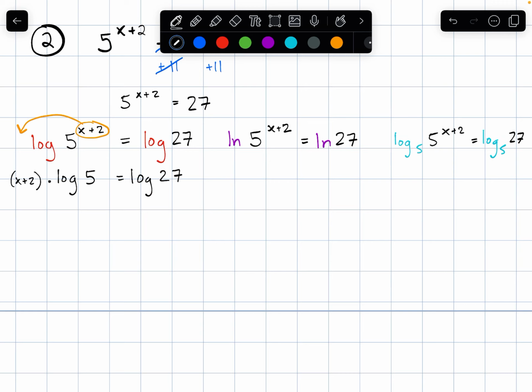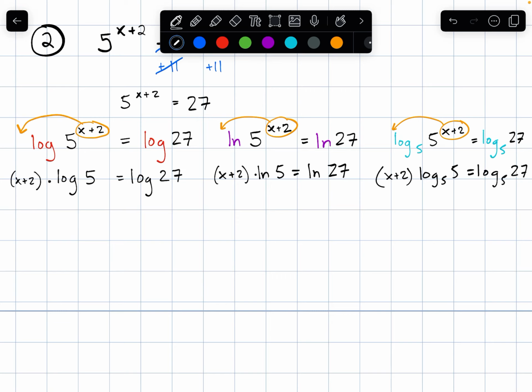All right, same thing with the natural log. We can do that same rule, right? The rule is I can take the exponent, bring it out in front, and that's going to give me x plus 2 times the natural log of 5 equals the natural log of 27. And then lastly, we can do the same exact process here where we bring that out front, and I'm going to get x plus 2 times the log base 5 of 5 equals log base 5 of 27, okay?